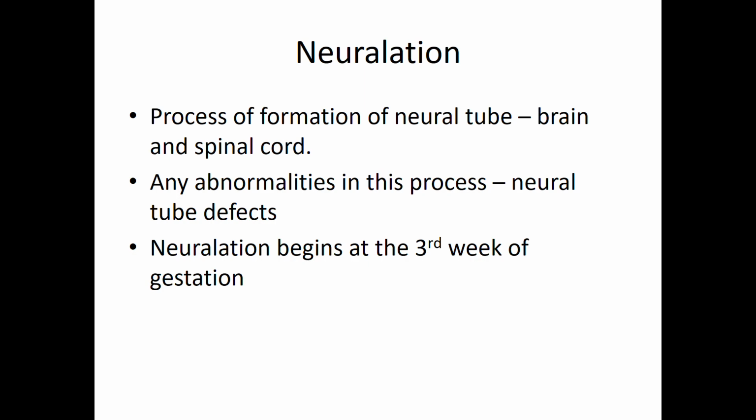Now, neurulation. Neurulation is the process of formation of the spinal cord, the vertebral column and the brain. Any defect or abnormality in this process leads to neural tube defects, and neural tube defects can lead to different diseases, one of which is spina bifida. This process begins at the third week of gestation. So please remember this point, that neurulation begins at the third week of gestation.